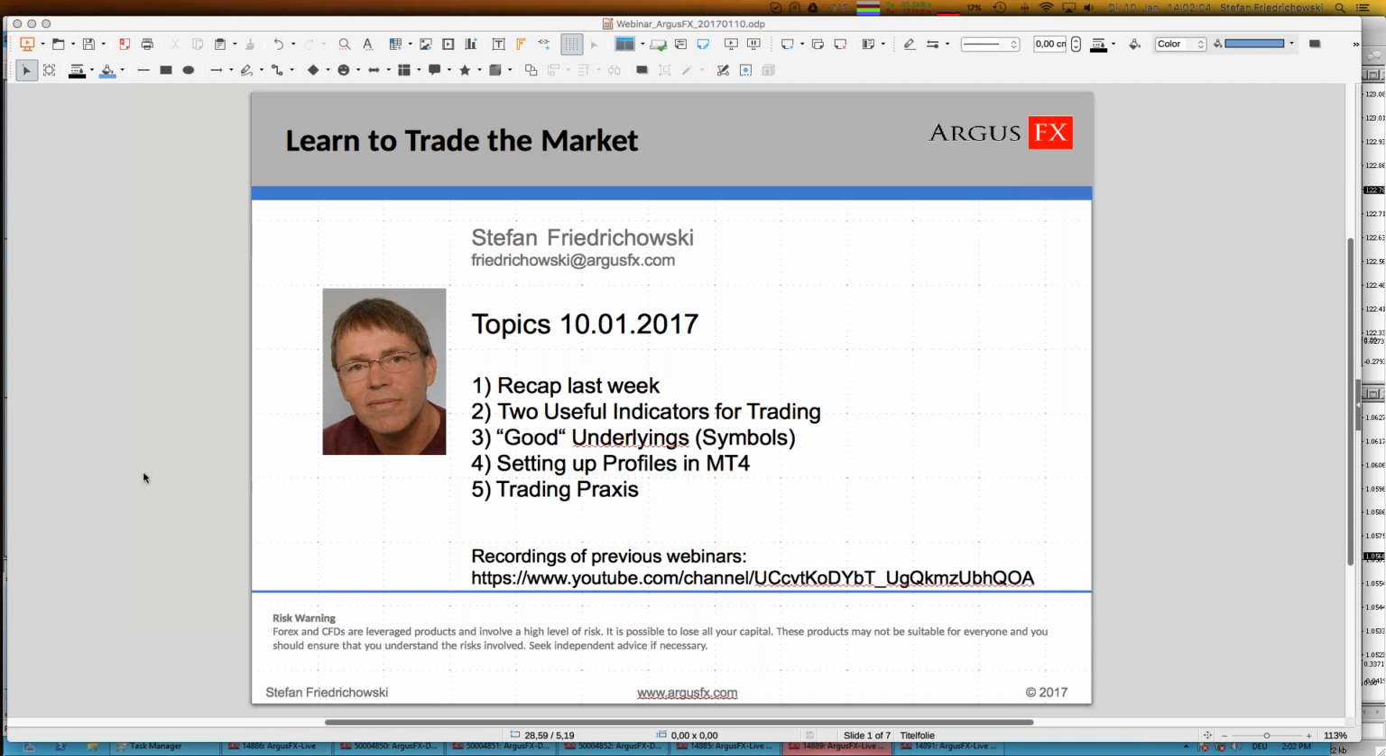Then we go further into learning to trade the market by a selection of what I call good underlyings or good symbols which behave fine, which have a good relation between costs of trading and spreads and so on. And out of those good underlyings, we can set up a portfolio for our trading activities.